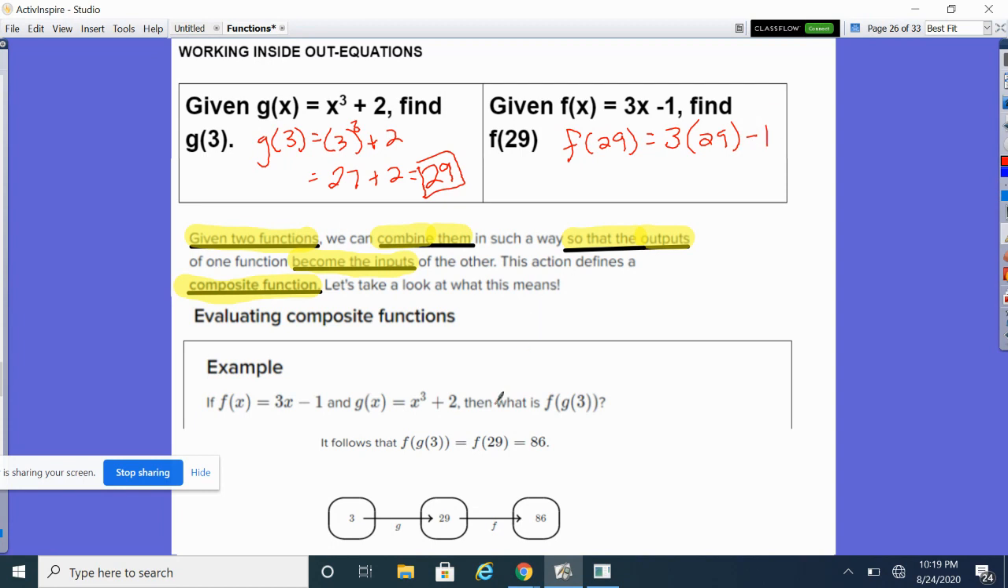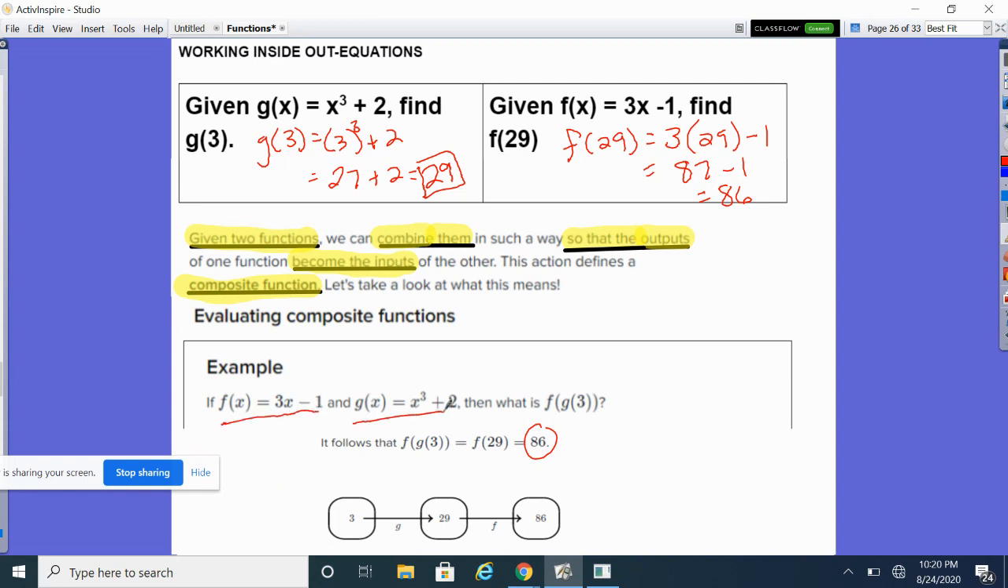I got to ask my phone. I don't even know. 3 times 29. It's 87. 87 is what it looks like. Sometimes you got to cheat. And 87 minus 1. Oh, I should have known it was written down there. It's equal to 86.